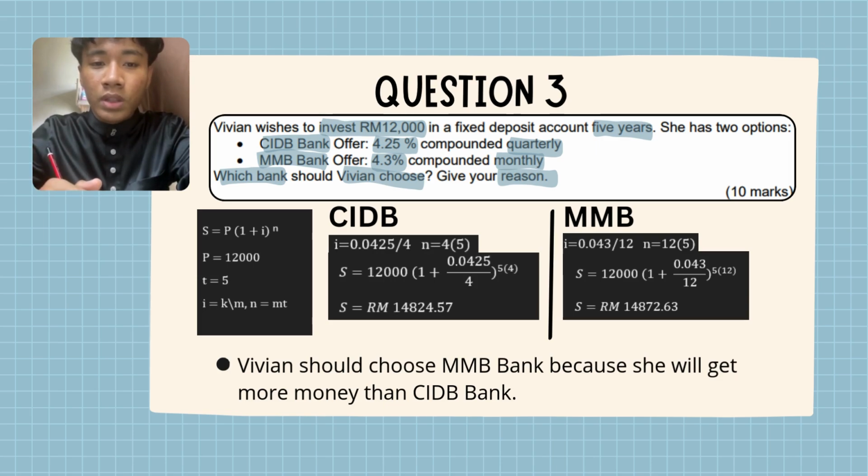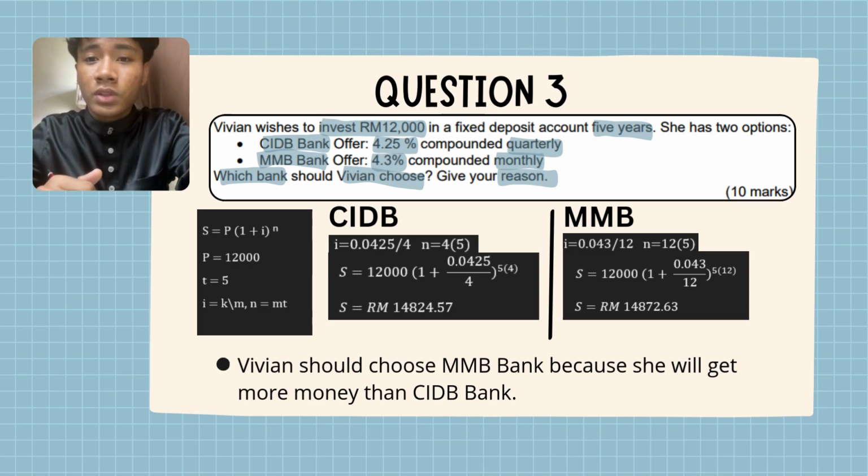Vivian wishes to invest 12,000 ringgit in a fixed deposit account for 5 years. She has two options, which is CIDB Bank that offers 4.25% compounded quarterly, and MMB Bank that offers 4.3% compounded monthly. So the question is, which bank should Vivian choose, and give the reason. So first of all, we must find the suitable formula for this question, that is S equal to P multiplied by 1 plus I, power N.